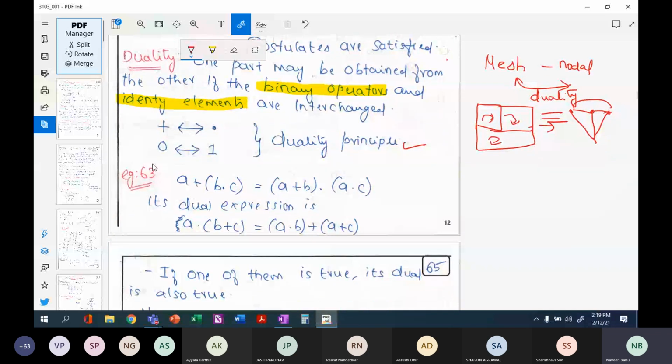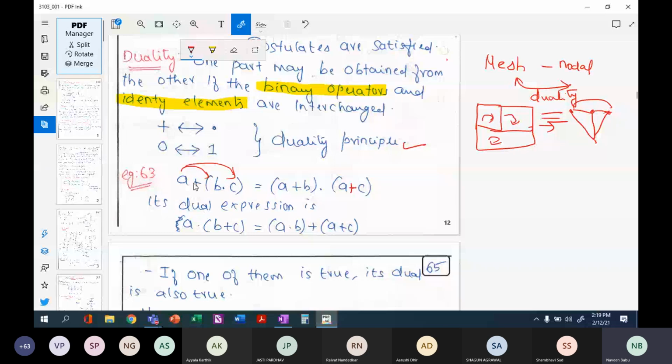Say for example I have an expression a plus b dot c. By applying the distributive theorem, what is this equivalent to? This is equivalent to a plus b dot a plus c. There is a mistake. It is (a plus b) dot (a plus c), because when I apply the distributive rule, it is (a plus b) dot (a plus c). Now, what does the duality theorem say? You transform plus to dot and dot to plus. You transform 0 to 1 and 1 to 0.